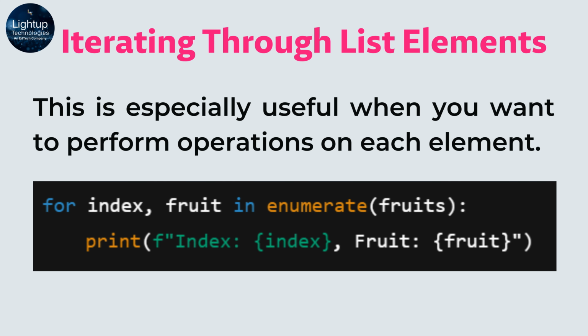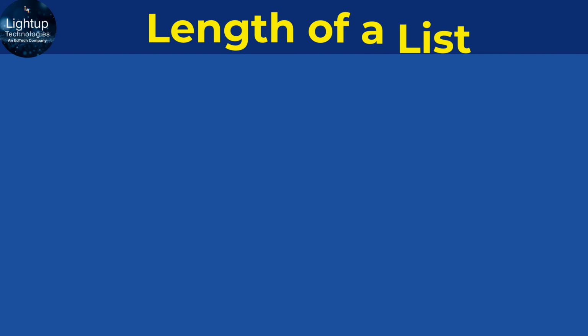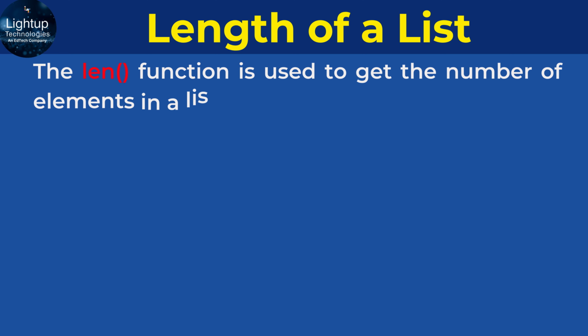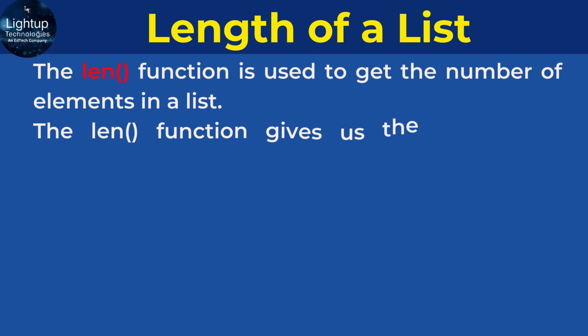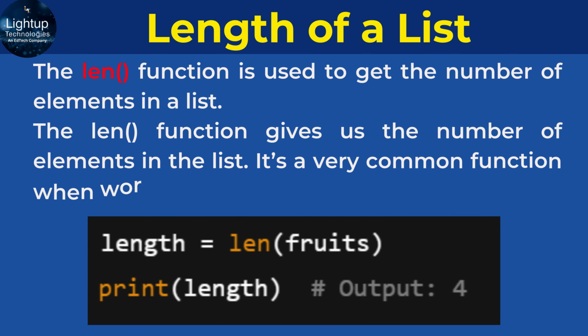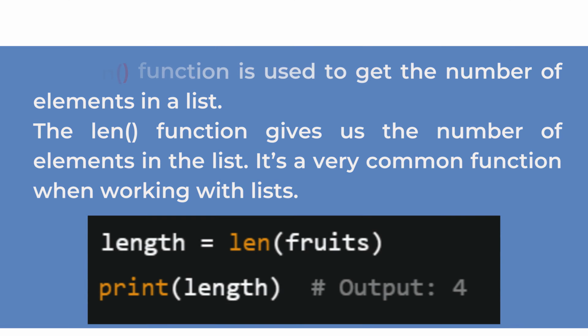If you need both the index and the value, you can use the enumerate function. Here, the loop returns both the index and the value of each element. Let's talk about getting the length of a list. The len function is used to get the number of elements in a list. The len function gives us the number of elements in the list. It's a very common function when working with lists.